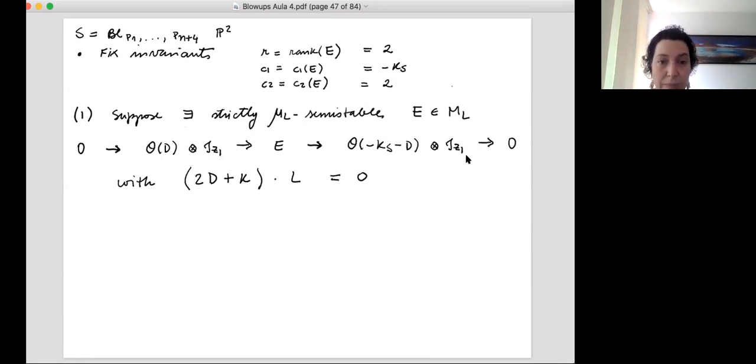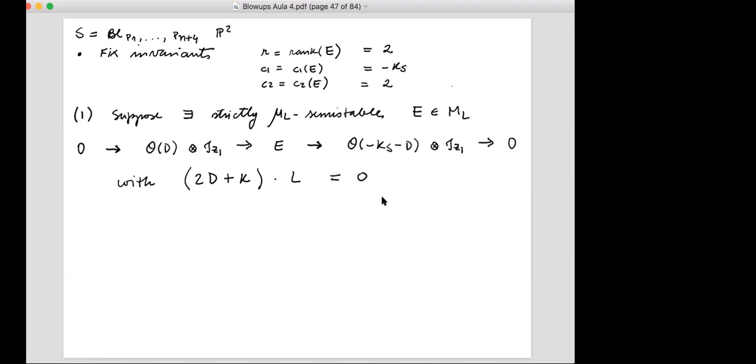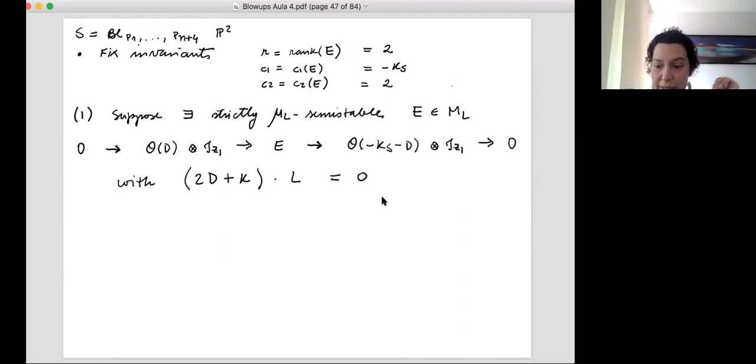sequence like this. And because I'm assuming that this is strictly mu semi-stable, this O_D tensored by this ideal sheaf is a destabilizing sheaf for E, meaning that the slope of this one has to be the same as the slope of this one, which is to say that we have these numerical conditions, these intersection numbers between 2D plus L and K. Okay, so whenever you have a strictly mu semi-stable object, you get a stabilizing exact sequence like this.